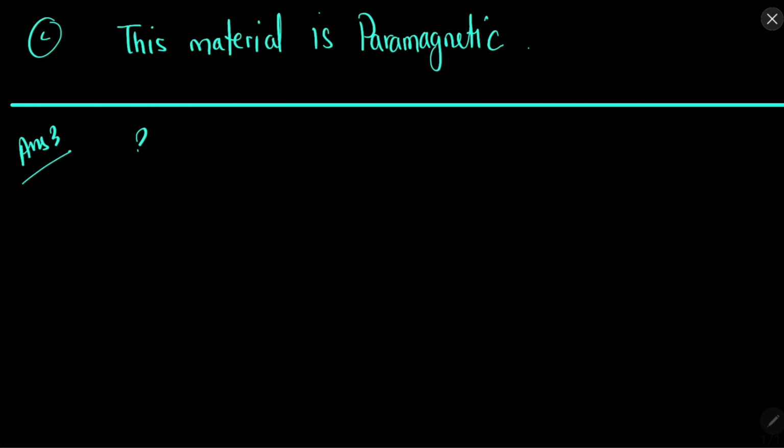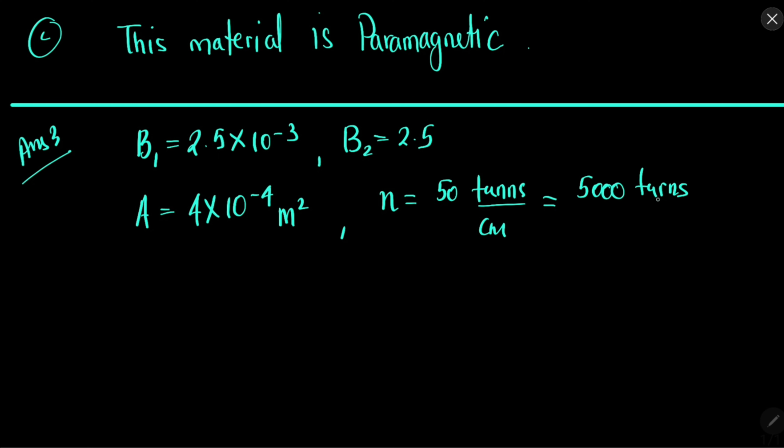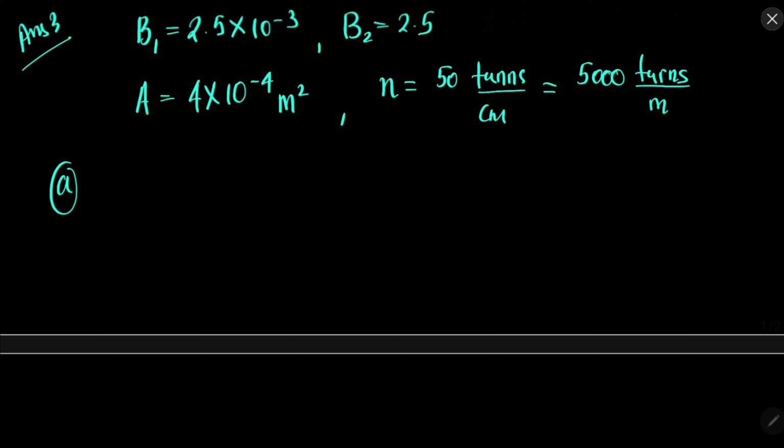First of all, the initial magnetic field is 2.5 into 10 to the power minus 3, and the final magnetic field is 2.5, both in Tesla. Area is 4 into 10 to the power minus 4 meter square. Number of turns per unit length is 50 turns per centimeter, or 5000 turns per meter. So first part, we need to find the current.